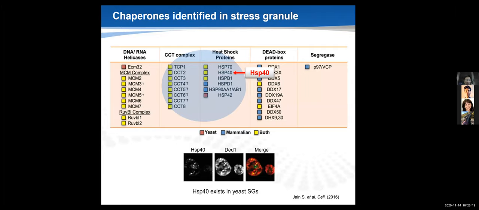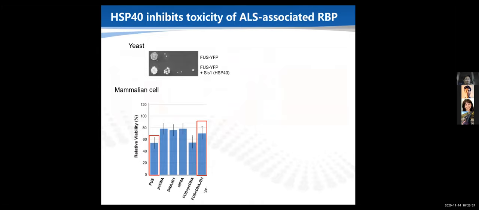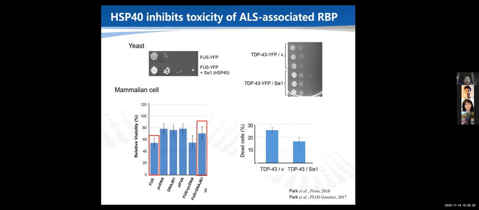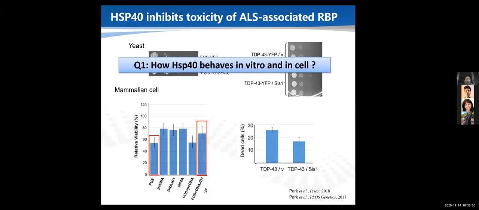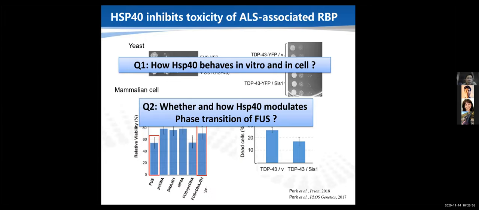HSP40 was found to exist in yeast stress granules, and HSP40 can also very efficiently inhibit the cytotoxicity of FUS and TDP-43. It can prevent the cytotoxicity of these RNA binding proteins, showing that it may play a potentially important role in modulating RNA protein phase transition. So in this case, we first want to ask how HSP40 behaves in vitro and in cells, whether and how HSP40 modulates phase transition of FUS, and third, what is the structural basis?